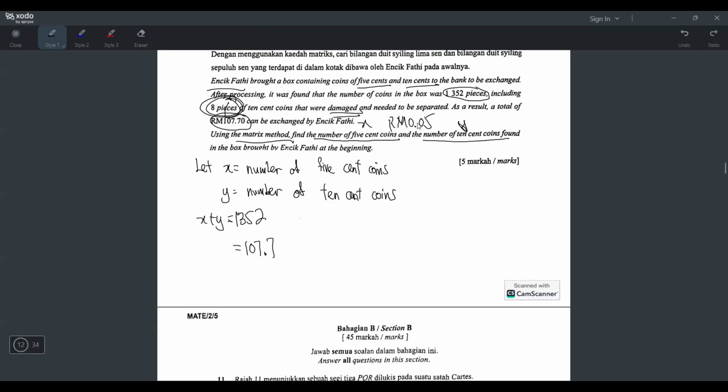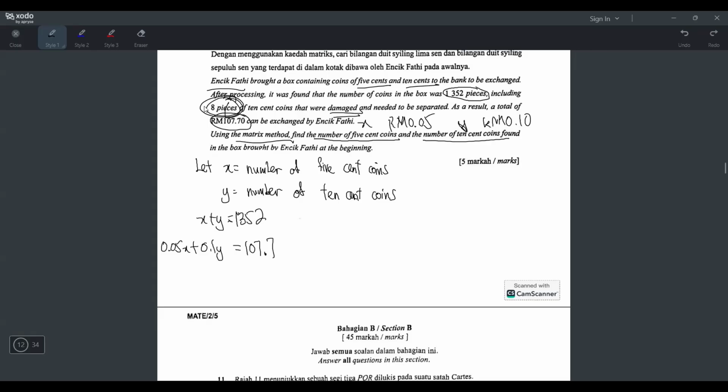But let's say you have 7 5 cent coins, then you will take 0.05 times 7, right? What if you have 20 5 cent coins? Then how much will it be worth in RM? It will be 0.05 times 20. But now you have x amount, so the total amount will be 0.05x. Okay, plus, for 10 cent, 1 10 cent coin is worth RM 0.10. But if you have y amount of it, then it will be 0.1y, right?